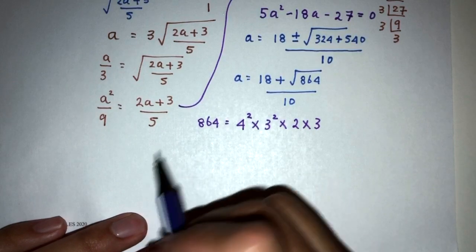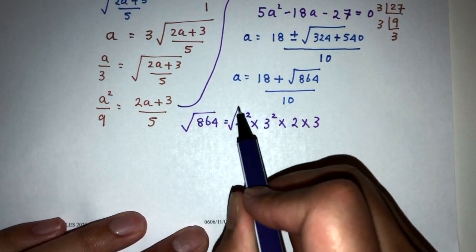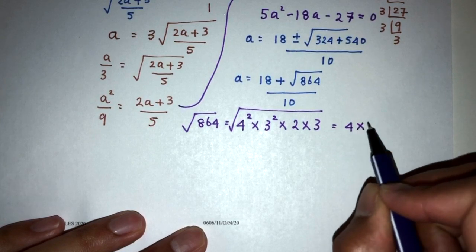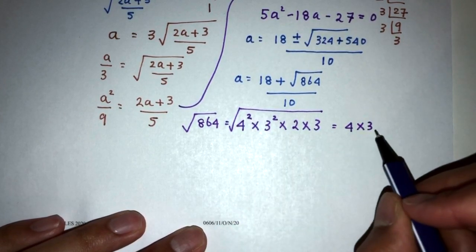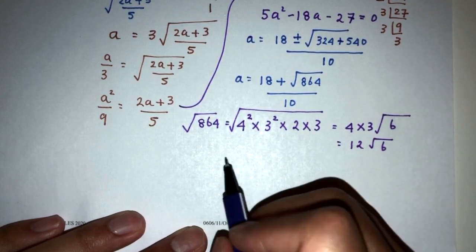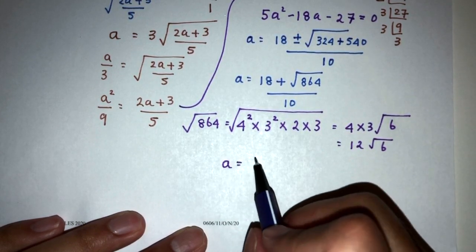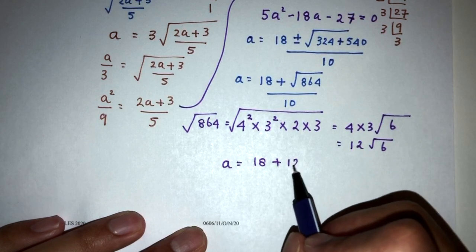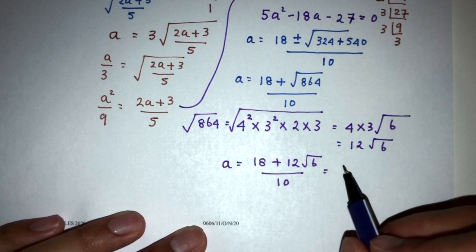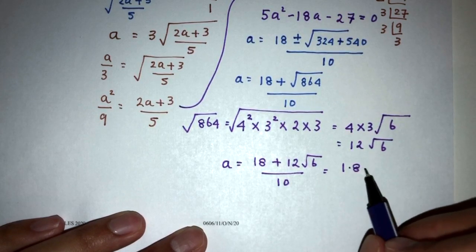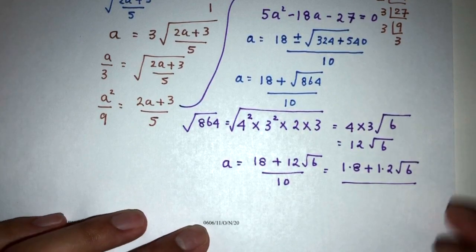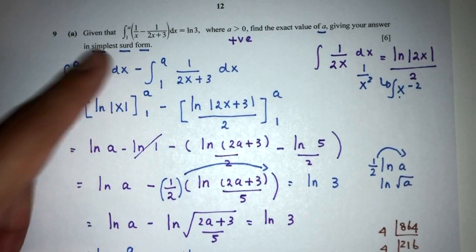So basically square root of that will become what? It will become 4 times 3. We can take that out because we can remove the square, and that will be 6, which will be 12 root 6. So a has to be 18 plus 12 root 6 divided by 10. That will be, you can write 1.8 plus 1.2 root 6 if you want to, for your value of a in the simplest form.